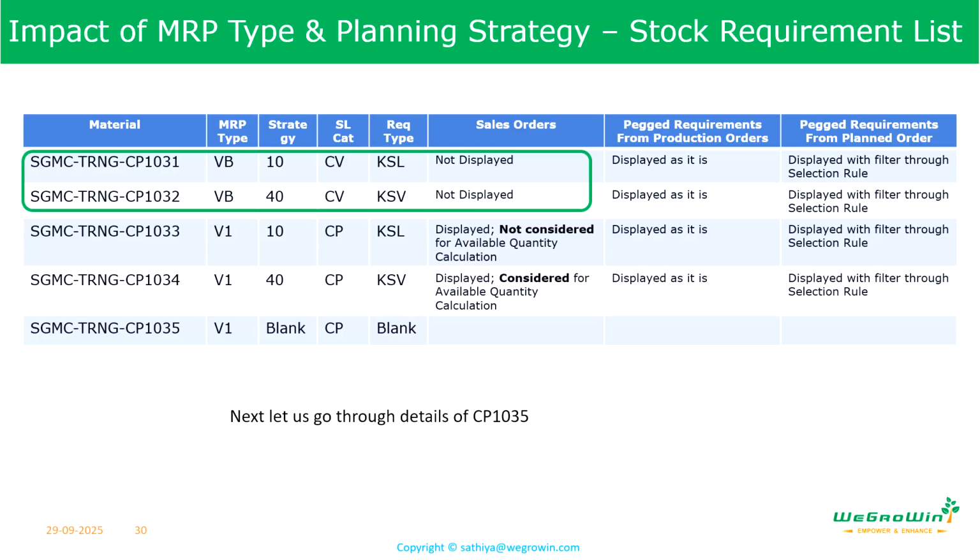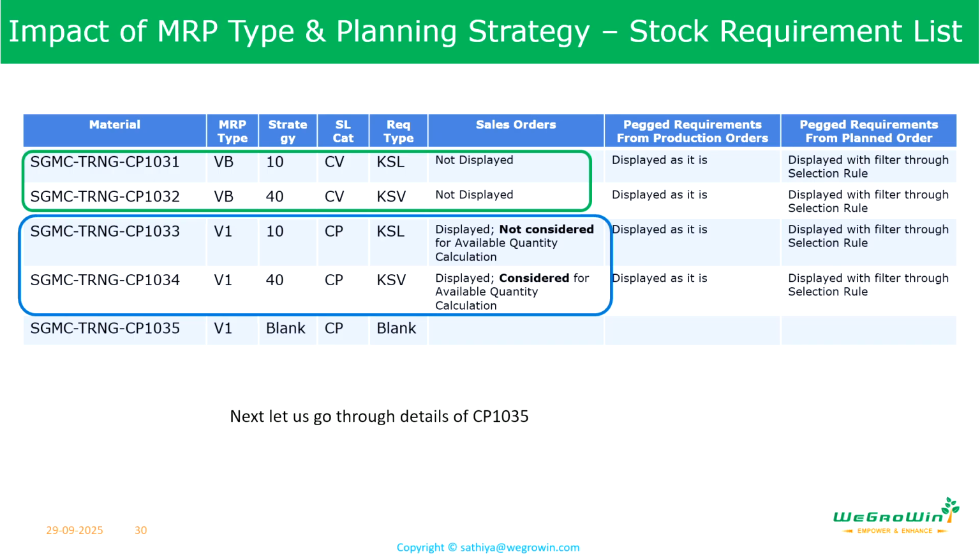So now please see the progress of what is happening here. For MRP type VB, for both strategy 10 and 40, the system has not displayed the sales orders. Okay, for MRP type V1 with strategy 10, it displayed the sale orders, but it was not considering them for available quantity calculation. Similarly, for strategy 40, it has considered them. I mean, it was displayed and also considered for available quantity calculation. So this is the progress with respect to sale orders.